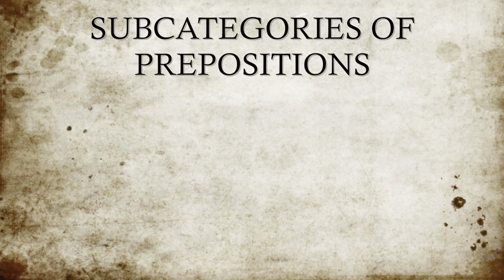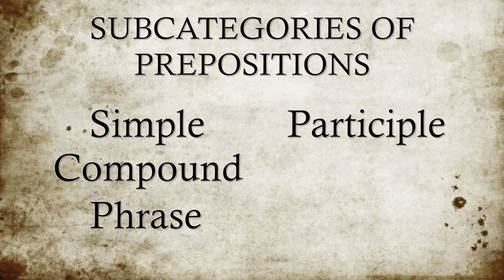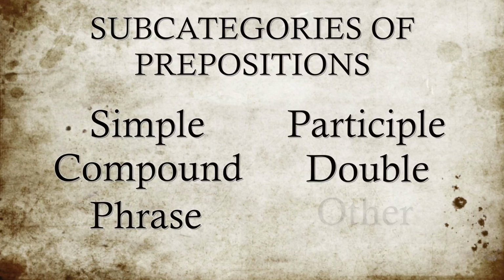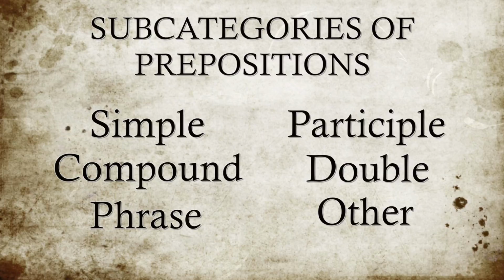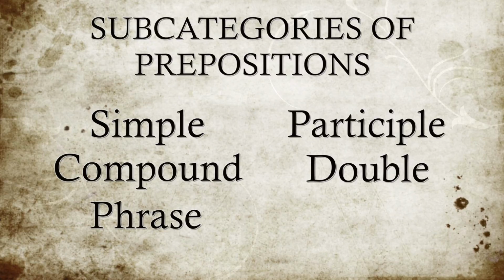All right, so we're gonna go ahead and break down the prepositions into their 5, technically there are 6 subcategories and what they mean. The subcategories of prepositions are simple preposition, compound preposition, phrase preposition, participle preposition, double preposition, and then other preposition. These are prepositions of place, time, and direction. We're not really going to be focusing on those because that's not our skill level, so I'm going to be leaving other prepositions out. So we're just going to focus on those first 5.